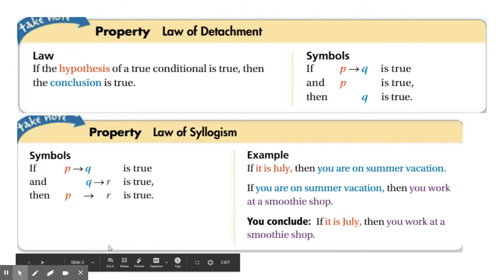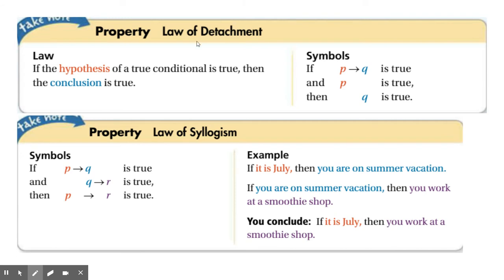Okay, so there's two logic laws that we follow. The first one is called the law of detachment. The law says if the hypothesis of a true conditional is true, then the conclusion is true. So again, basically, if you have a hypothesis that's true, then your conclusion is true. And again, I don't care about the symbols. It's fine.